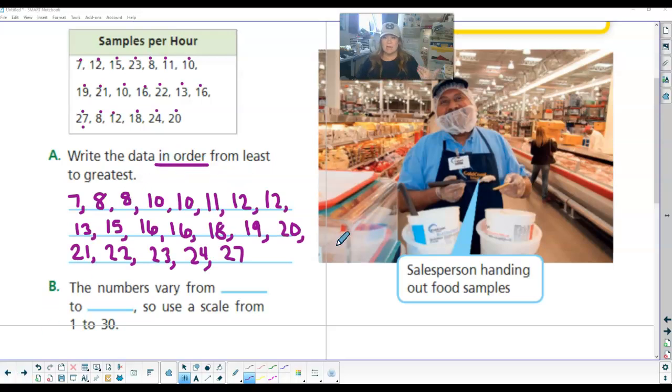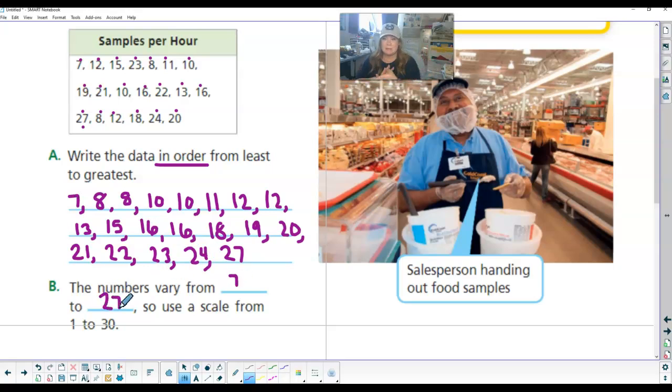Okay, so we finished writing the numbers in order. I put a dot on each one to make sure I used every number. If I get done and I see one without a dot, I need to go get that in the right spot. So the numbers go anywhere from 7 all the way up to 27.